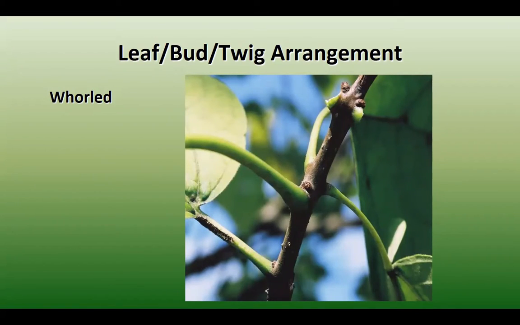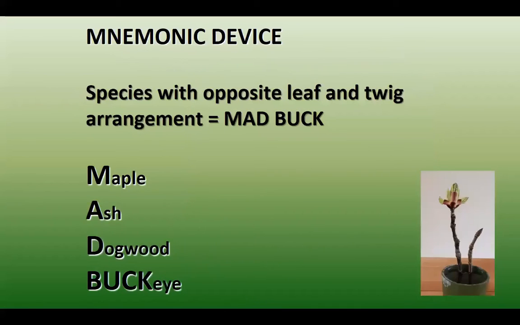You're thinking, well, how am I going to help myself with this business of alternate and opposite? Actually, there's a mnemonic, and mnemonics can be very useful. I told you there are not very many trees that have the opposite arrangement, and they are maple, ash, dogwood, and the buckeye family. You could think of that as mad buck.